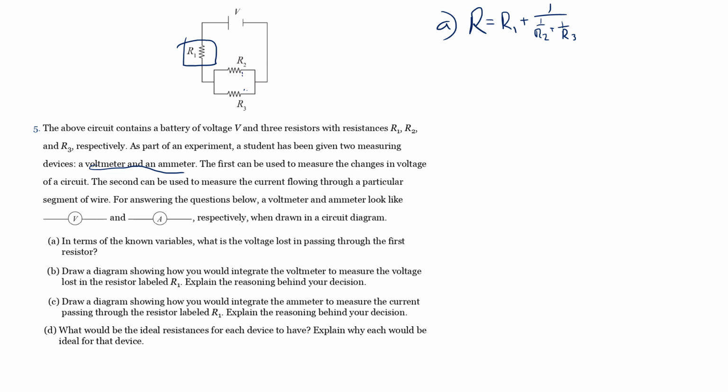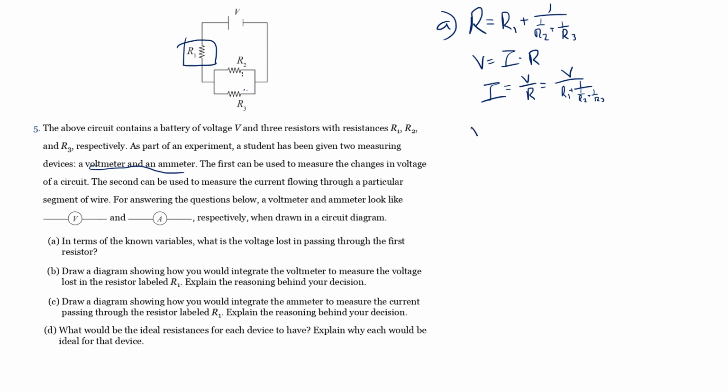Now we've got to figure out the current. To figure out the current, we use V is equal to I times R. We know what V is. V is the volts. We know what R is because we just figured that out. We're solving for current. So current is going to be V divided by R. Now V is just V, and R is going to be R1 plus 1 over R2 plus 1 over R3. Wasn't that fun? And we're still not done yet, because now we need to figure out the voltage for him.